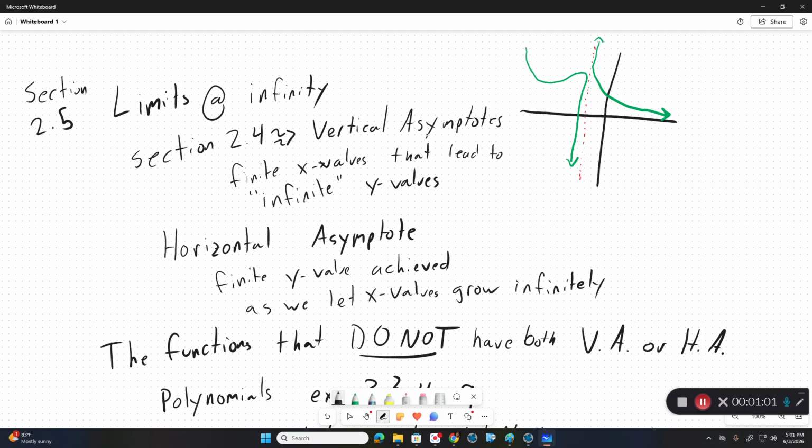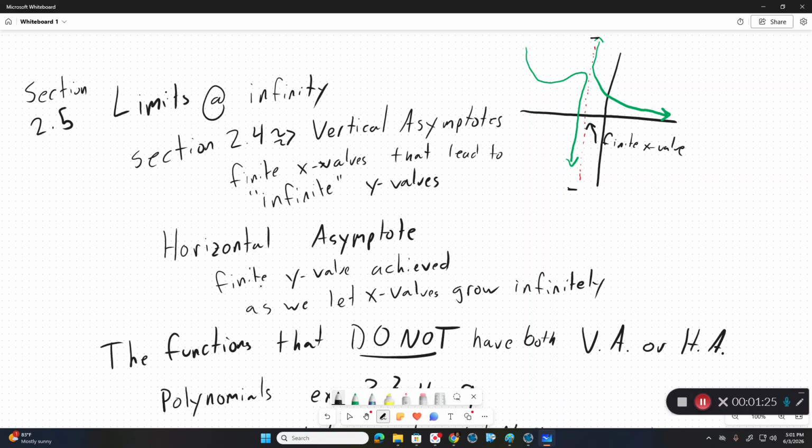And the word asymptote also has the same root as the word symptom, where it's a symptom that the graph possesses. It's just like a fact about the graph. Instead, we want to talk about horizontal asymptotes. So notice, a vertical asymptote has a finite x value, but infinite vertical y values.